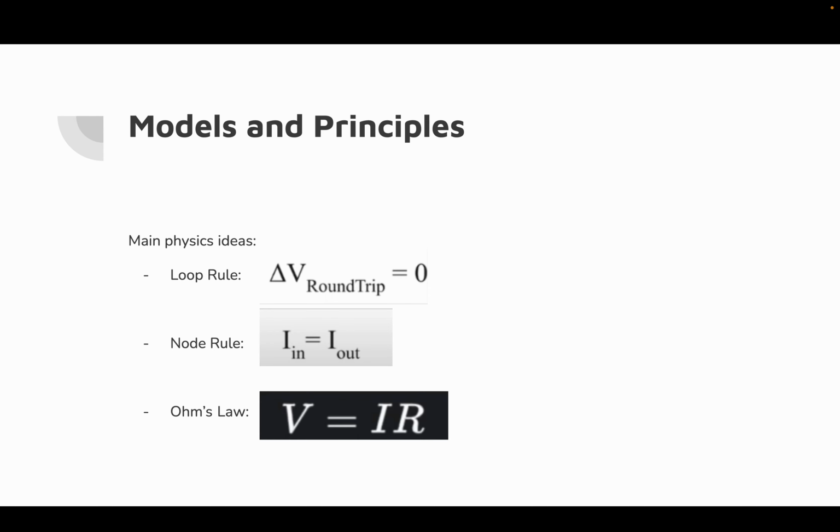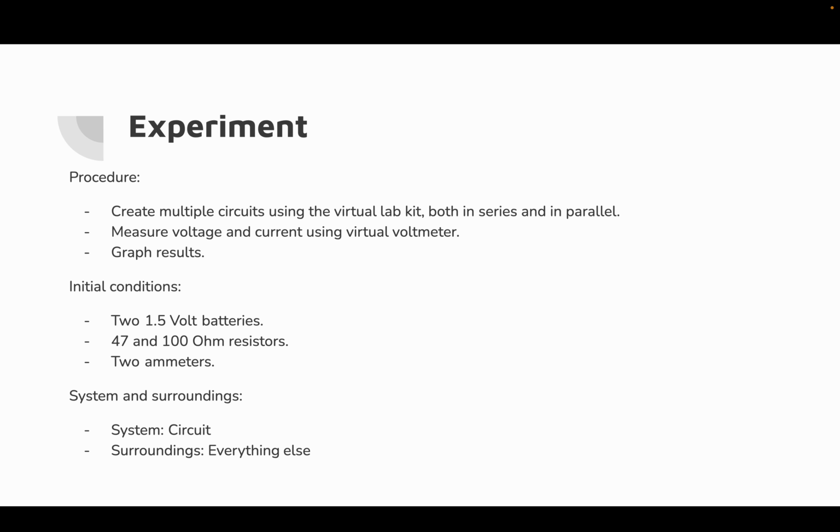The procedure in this experiment includes creating multiple circuits using the virtual lab kit, including series, parallel, and RC circuits. Next, we measure the voltage and current across different sections of the circuit by using a voltmeter. Finally, we graph our results to find any trends to understand the circuit more. The initial conditions include attaching two 1.5 volt batteries to a 47 and 100 ohm resistor, along with attaching two ammeters. The system in this experiment is a circuit, while the surroundings include everything else.